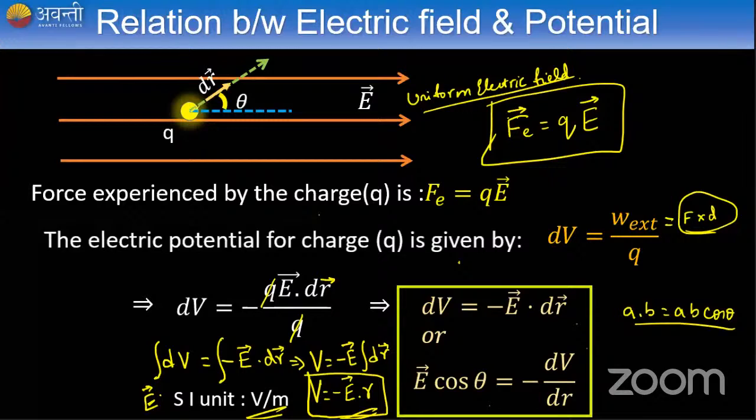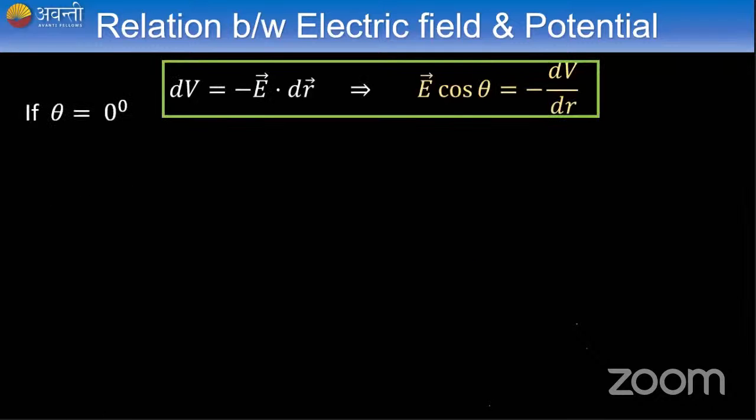Remember this box. dV is equal to minus E dot dr, or E cos theta is equal to minus dV by dr, or one more, V is equal to minus E integral dr. This was my relation between electric field and electric potential.